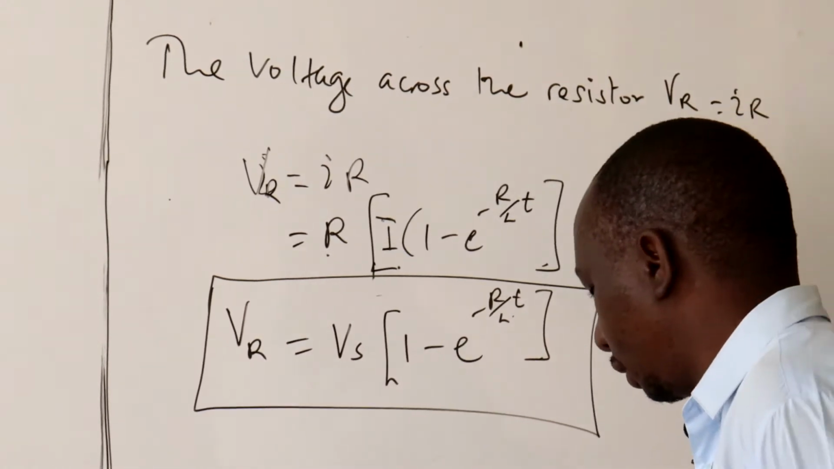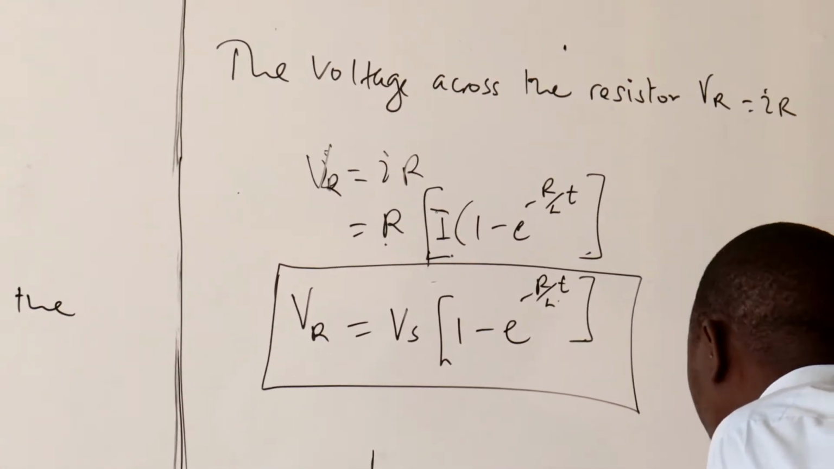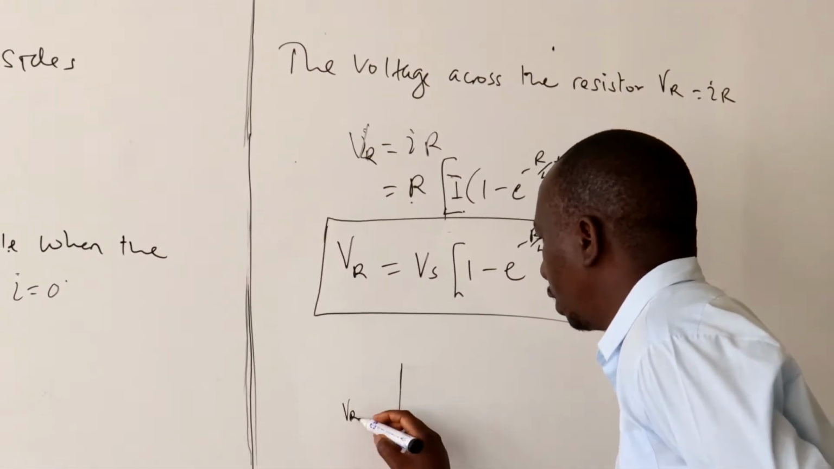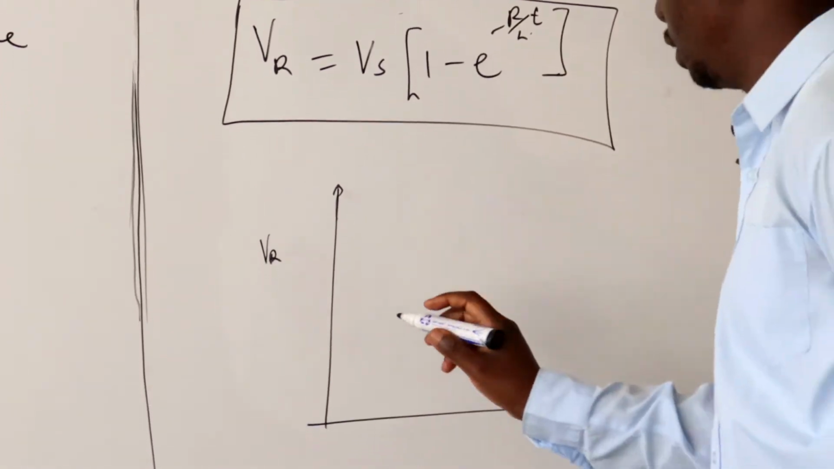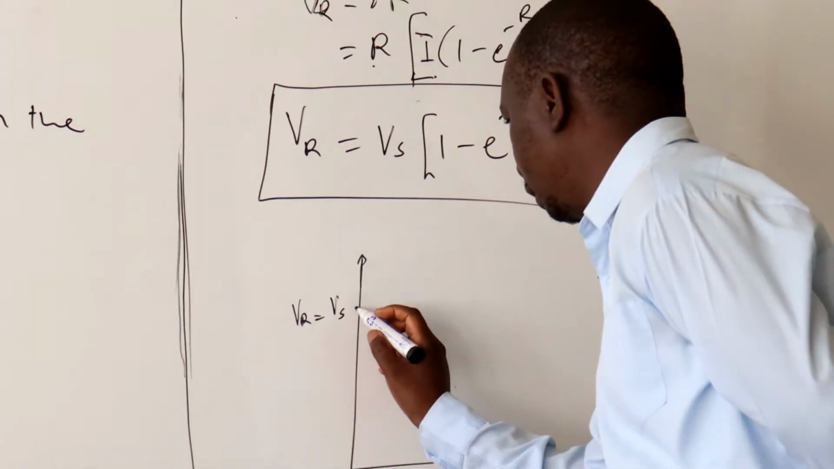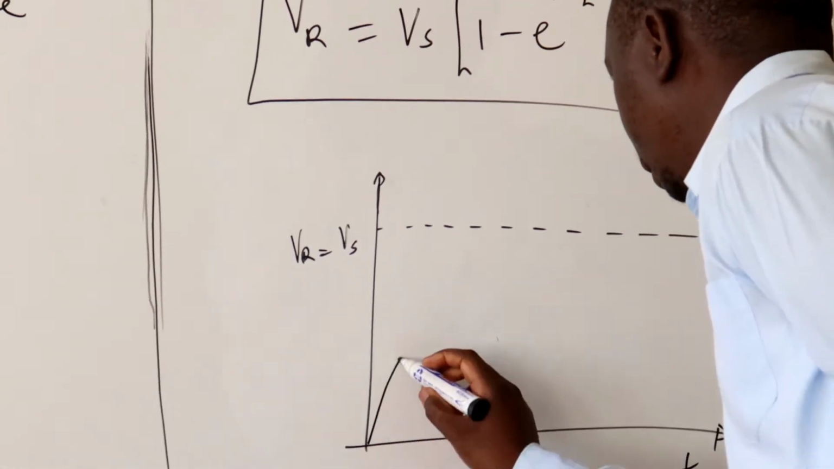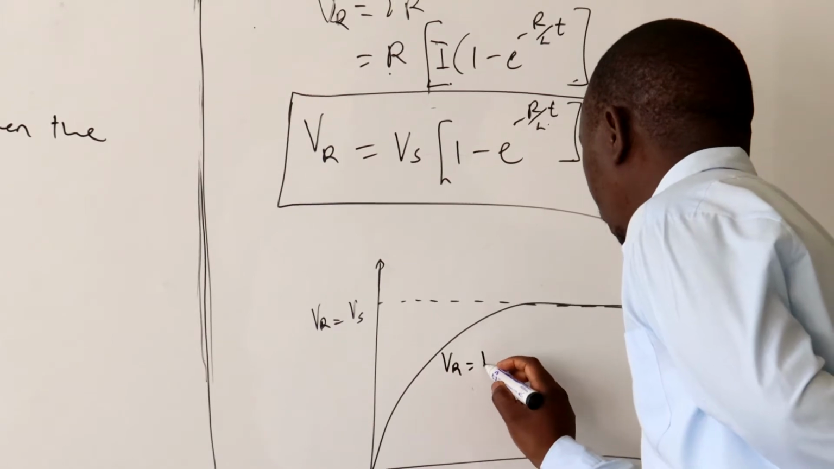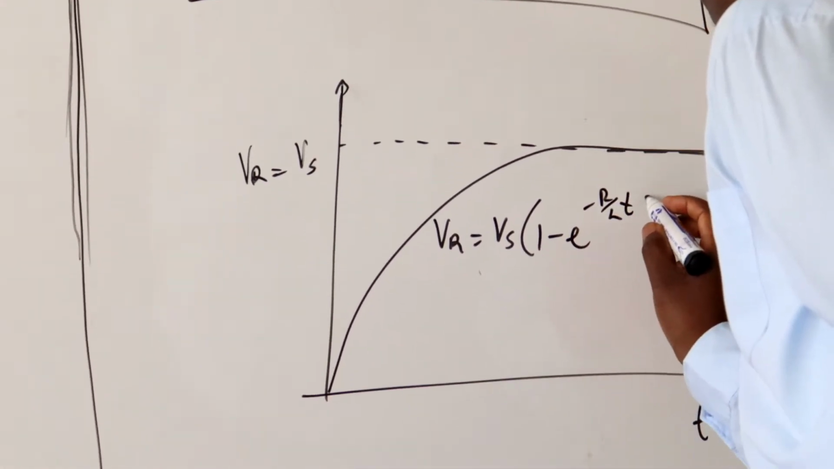So we also sketch that graph. This is supposed to be t, this is supposed to be VR. So when t is 0, then we shall have VR equals to Vs here. We shall sketch this, and this is VR equals Vs into 1 minus e to the minus R over L t.